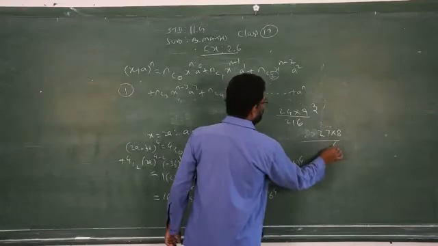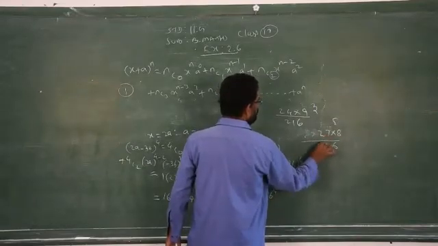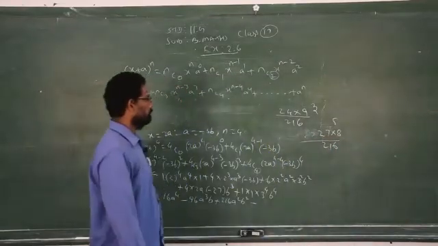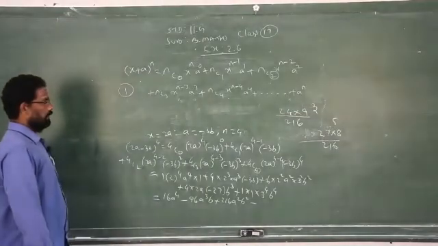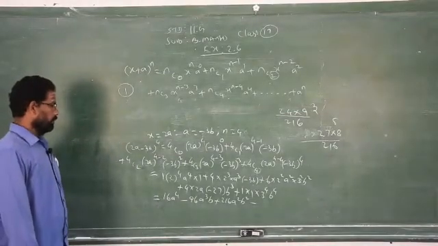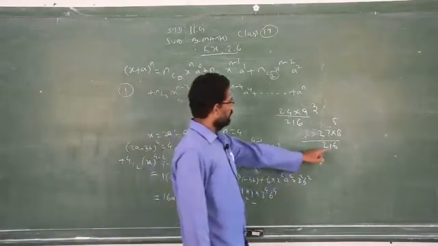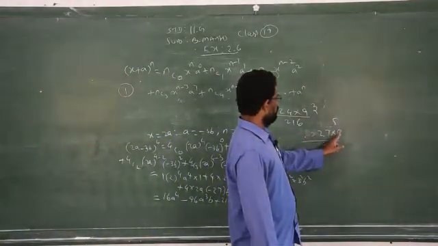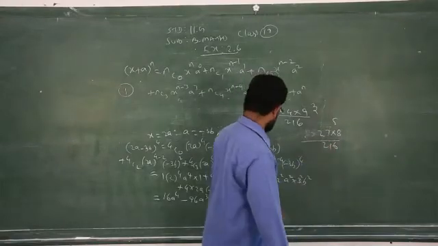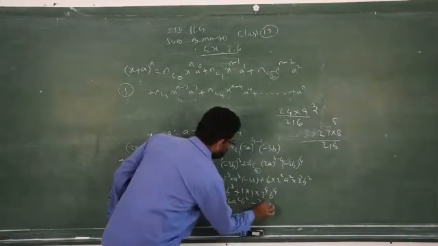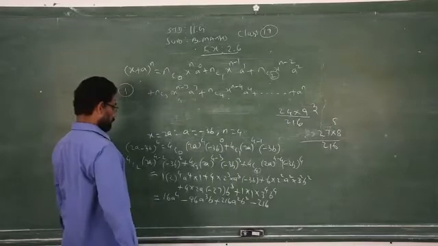8 7s are 56, remainder 5. 8 2s are 16. Correct. 4 2s are 8. 8 into 27: 8 7s are 56, remainder 5, 8 2s are 16, 16 plus 5, 216. That is 216. What will come?